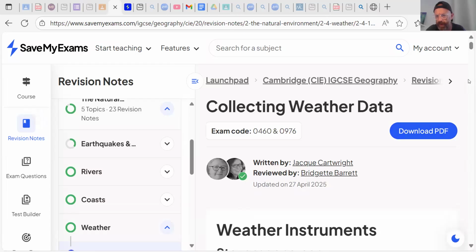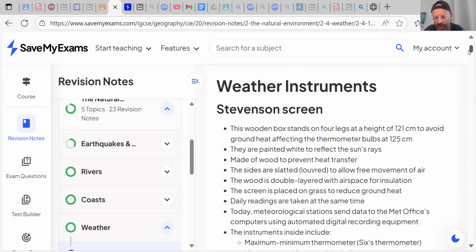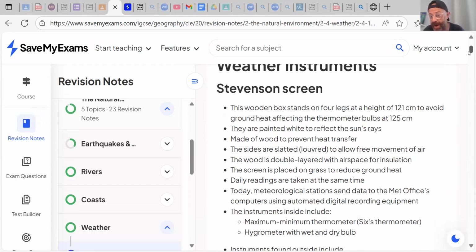Let's share screen. Let's walk through the revision notes on collecting weather data. Okay. Now, just get that orientated. It's a quick revision, activate prior knowledge. Stevenson screens. If the weather does come up, bet your life that there'll be a 4 point question describing why it's designed the way it is.